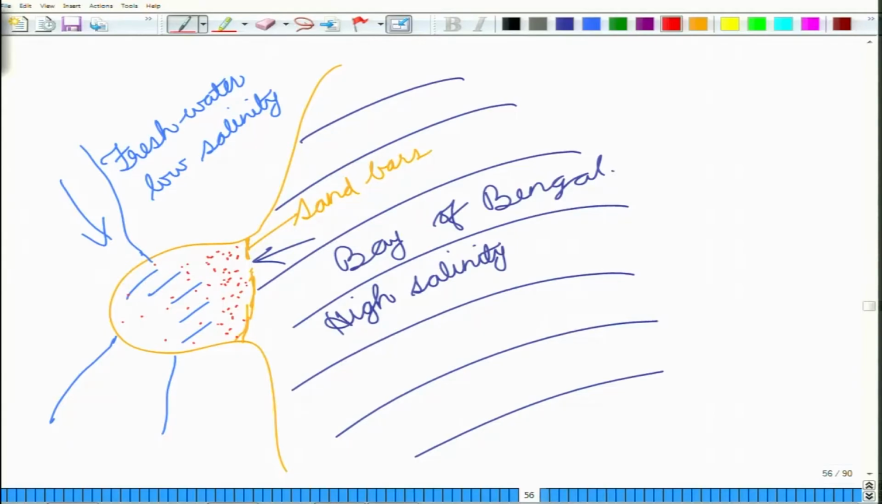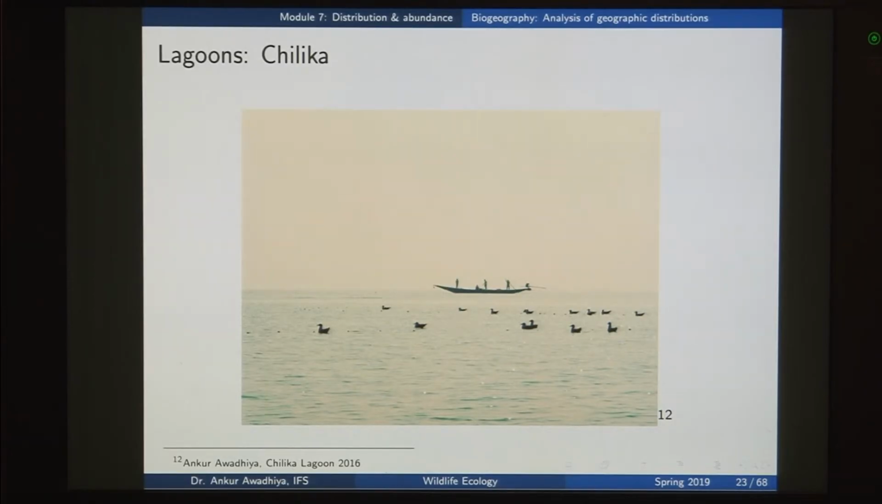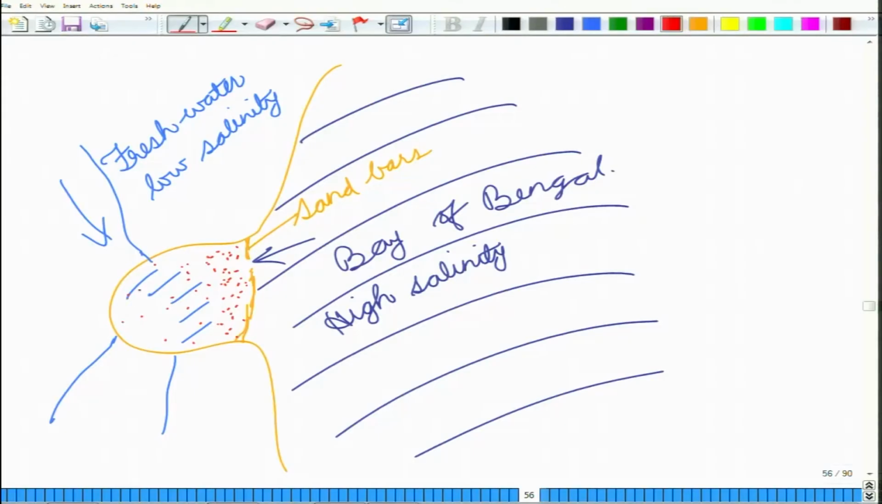Now, here again, if you ask what are the species that are found in these areas, there is a dolphin by the name of the Irrawaddy dolphin that is found in this area, and it makes extensive use of the organisms that are found here. Typically the plants that would grow near the banks, which have a very low salinity, will be very different from the plants growing in these high salinity areas. So, this makes a habitat that is structurally very diverse.